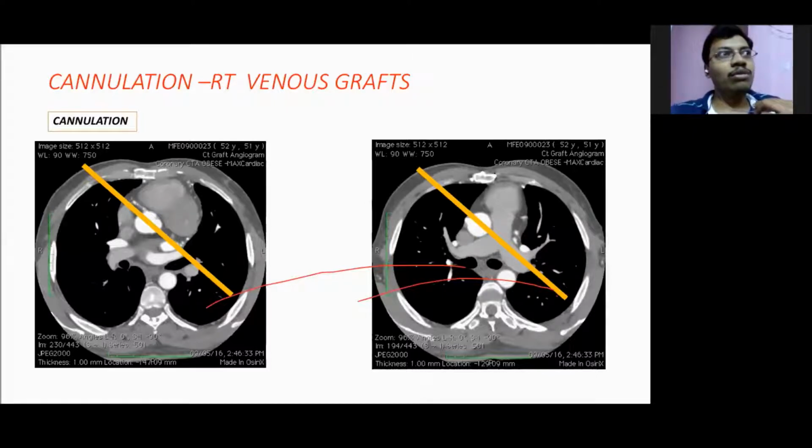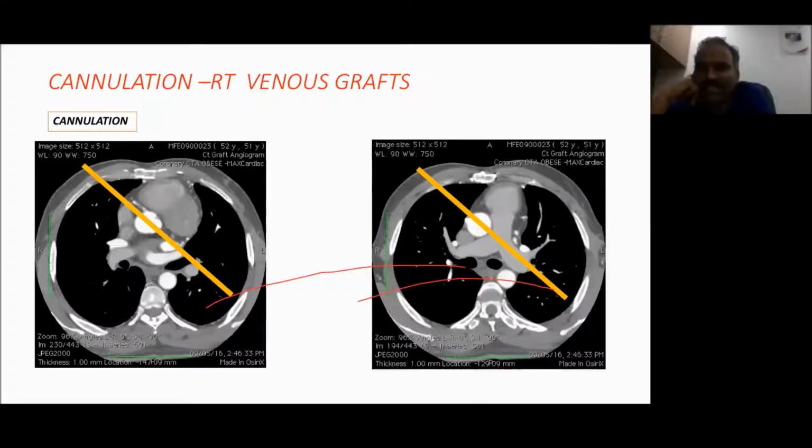So finally, what was done was. See, that is the reason you are seeing competitive flow. If the LIMA is patent and the subclavian is patent, and you have a tight lesion in the LAD, in that scenario you don't see any competitive flow into the LIMA. Understand? Your native vessel injection never fills the LIMA. It is going into the LIMA means the pressure inside the LIMA is less.